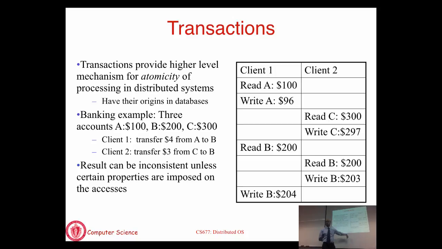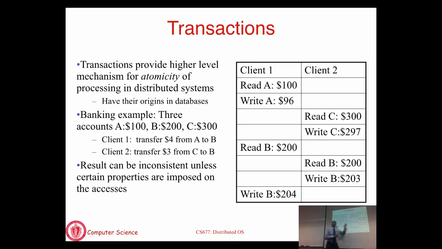Time is actually on the vertical axis going down. Client 1 is taking some money from account A and transferring it to account B. So essentially client 1 is transferring $4 from A to B, and client 2 is transferring $3 from account C to account B. Both of these clients are moving money from two different accounts A and C into B. It's a very straightforward example.